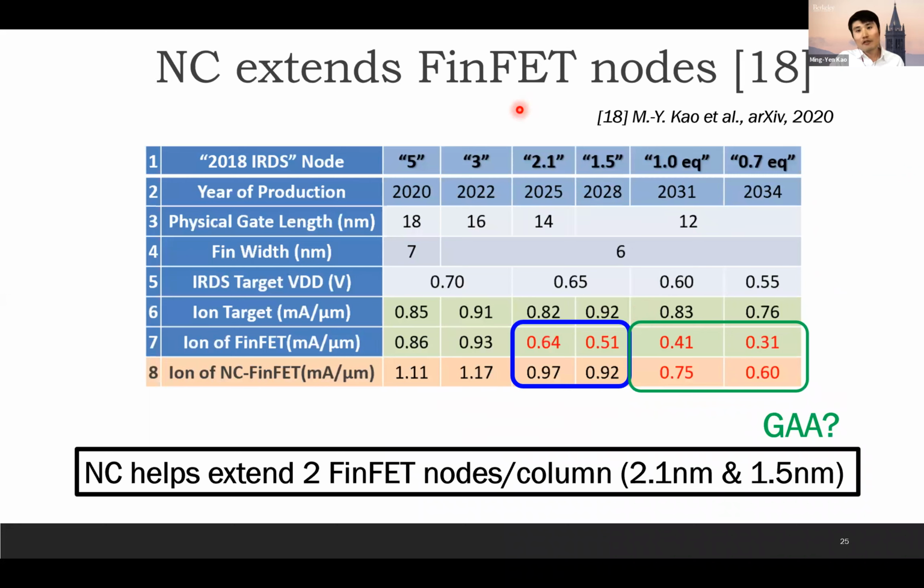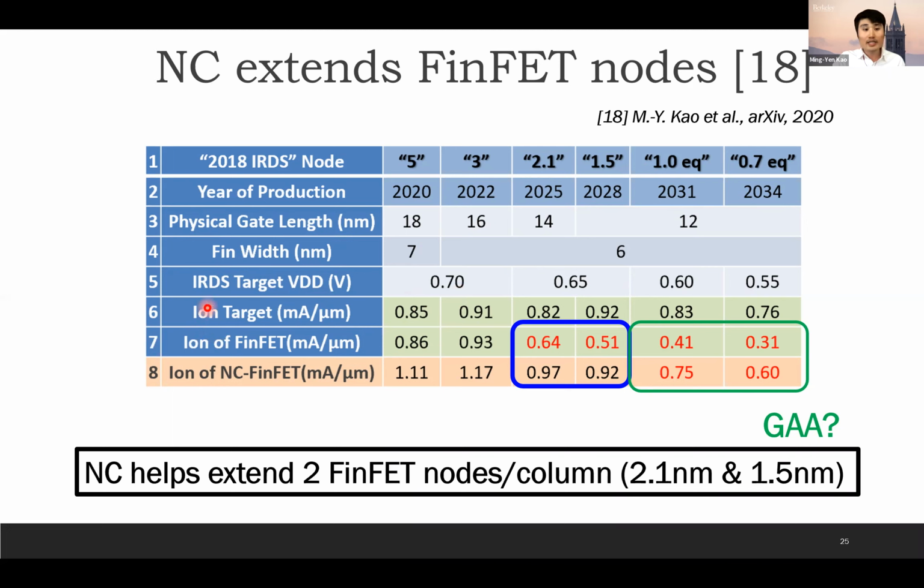So first of all, I would like to talk about FinFET. This is a table from the IRDS. The first row is the IRDS nodes, from the 5 nanometer node and 3 nanometer node down to the 0.7 nanometer node. And the year of production: 2020, 2022, and we are here in 2022, right? And projection to 2034. The physical gate length is also given, and the fin width, which is the thickness of the fin. And there is the IRDS target VDD. The VDD is the representation of the supply voltage. So we have to keep reducing our supply voltage to save more power, so we will have more battery life on our iPhone and laptop.